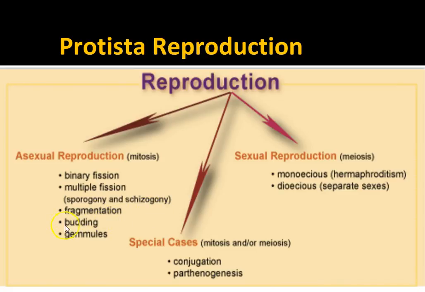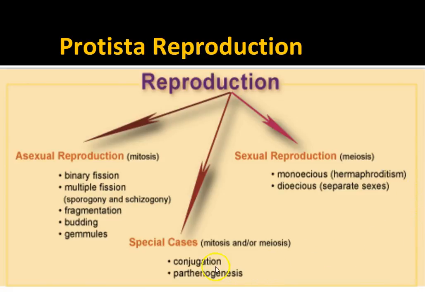Some of them will produce small little buds that will be released, and those will grow and develop into that individual species. In some cases, they have the ability to reproduce sexually. They can use a process called meiosis, where they make reproductive cells, exchange those reproductive cells, and share their genetic information, which allows for even more diversity in the protist kingdom.